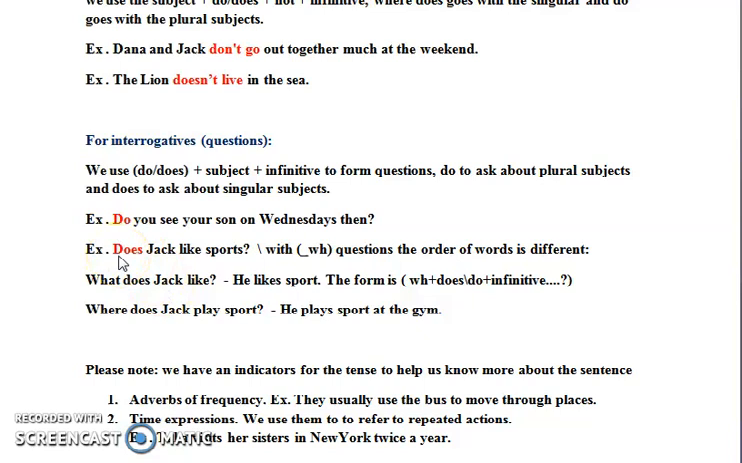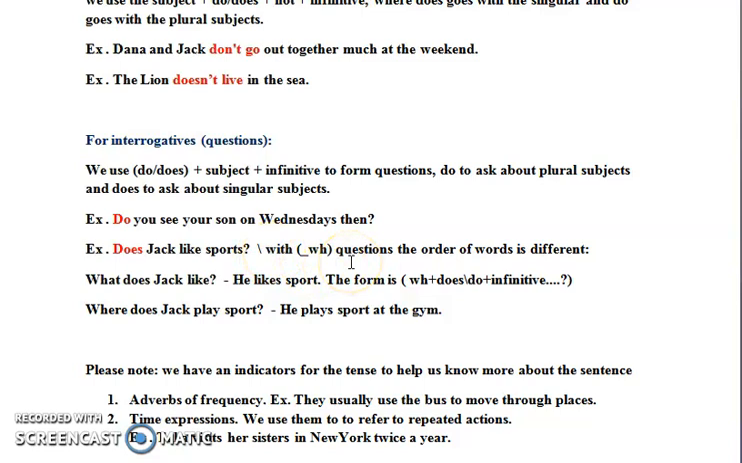Second example is talking about a singular subject, and we are starting our question with the helping verb does. So, does Jack like sports? Okay, what would be our answers here? Our answers would be the short answers because we are starting our questions with the helping verbs do and does. So, answering do you see your son on Wednesday then? It's yes, I do. No, I don't. For does Jack like sports? Yes, he does. No, he doesn't.